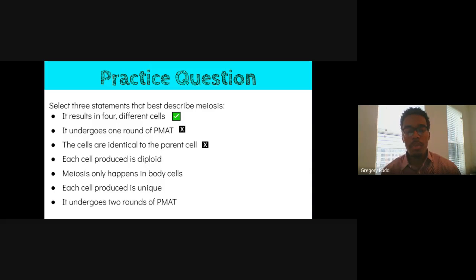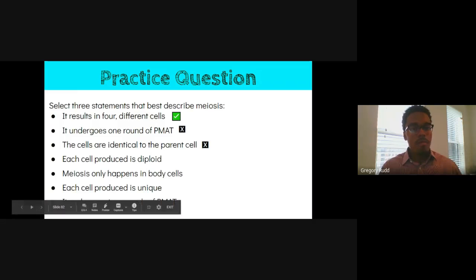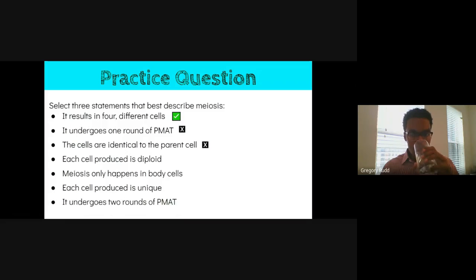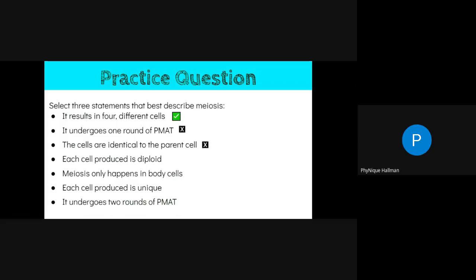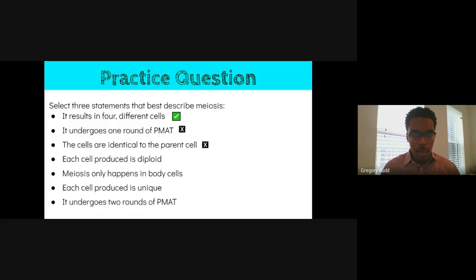All right, this next one. Each cell produced is diploid. Is that true of meiosis? Does that describe meiosis? If it's not a diploid, then it has to be a what? Hopefully you all have your notes from yesterday out. Is that one true? That one is not true.